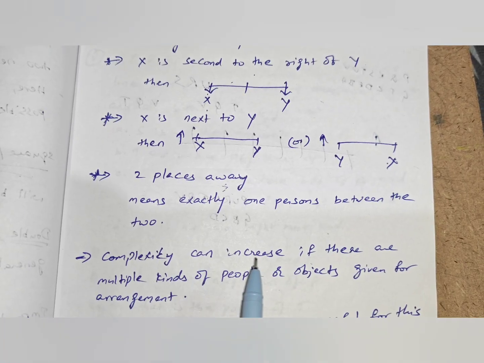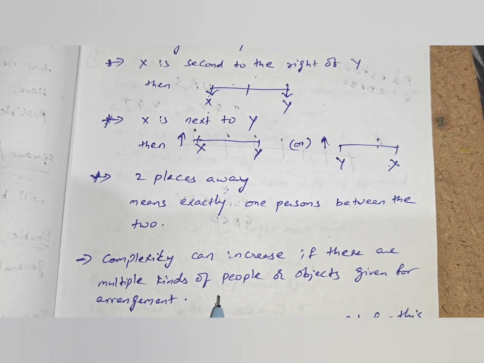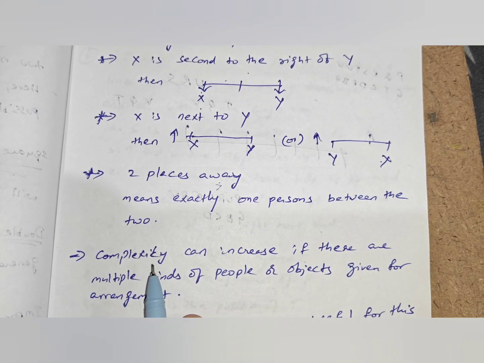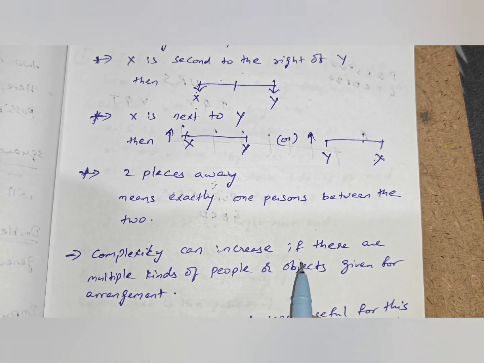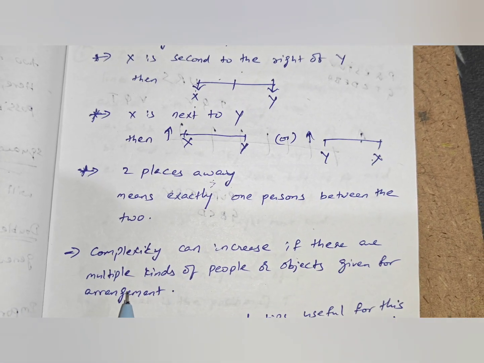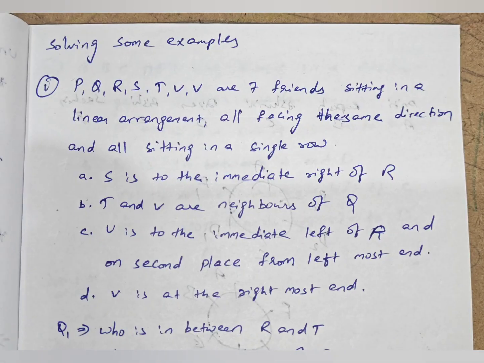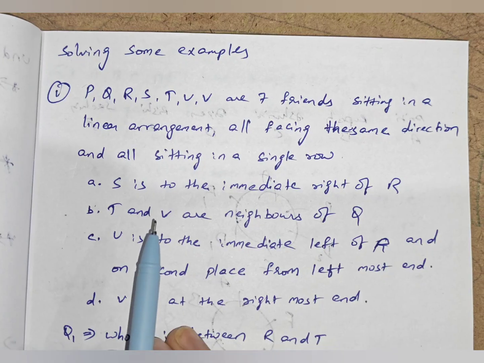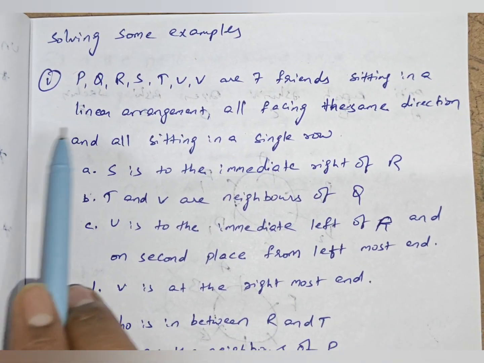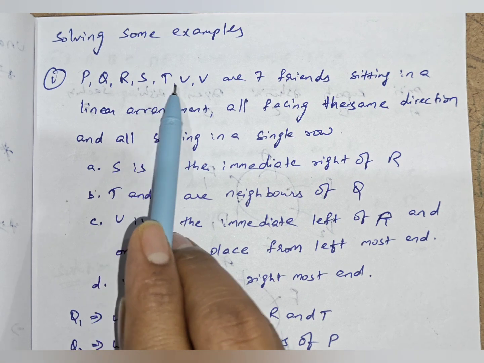Complexity in the problems can increase if there are multiple kinds of people or objects given for some arrangement. Some are facing towards inside, some are facing towards outside, and some are sitting in the corner, some are sitting on the sides, etc. Now let us solve some examples so that you can understand the concept better. First example, P, Q, R, S, T, U, V.